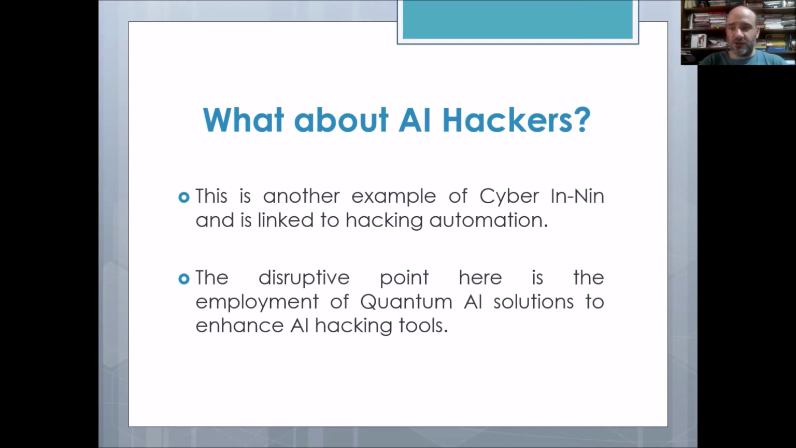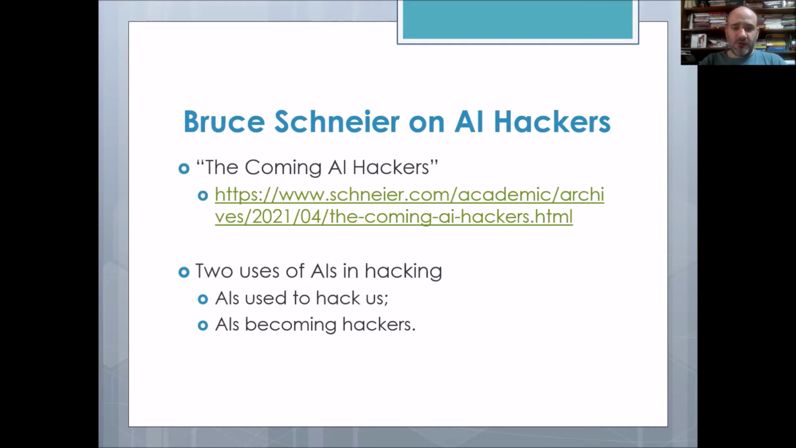Most of this research that we're talking about in this talk consists of major hot topics of research, where there's much to be done. One of the issues is AI hackers, and Bruce Schneier wrote an interesting article on the coming AI hackers, and he talks about two uses of AIs in hacking. AIs used to hack us, that is, hack our behavior and modify our behavior. So this idea of hacking is to modify the behavior of a system, either improving it or disrupting it. That's the idea of hacking.